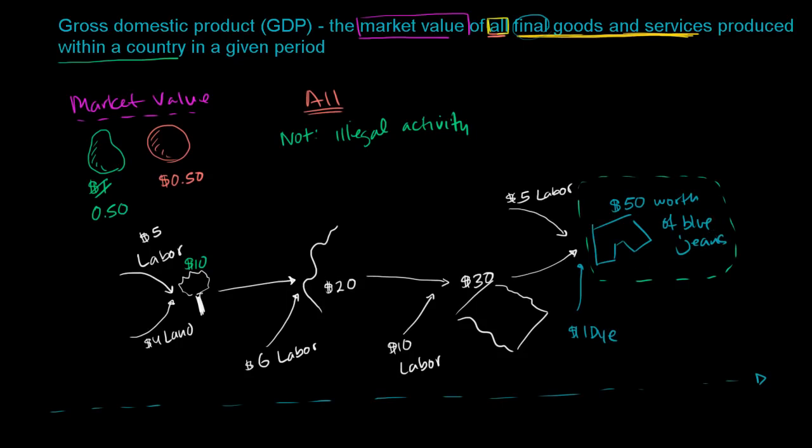Now, this last part of it is produced within a country. You might have heard GNP, gross national product, and that's the main difference. GDP says, if we're talking about the United States, so that's my best attempt at drawing the United States, if it was produced inside the country, we don't care who it was produced by. It could have been produced by someone from Mexico. It could have been produced by someone from Canada. It could have been a factory that's owned by the Chinese. But if it was produced within the borders of the United States, it gets counted as GDP.